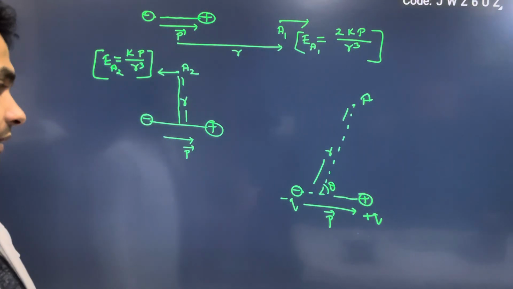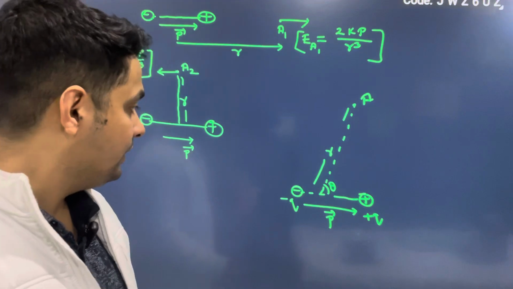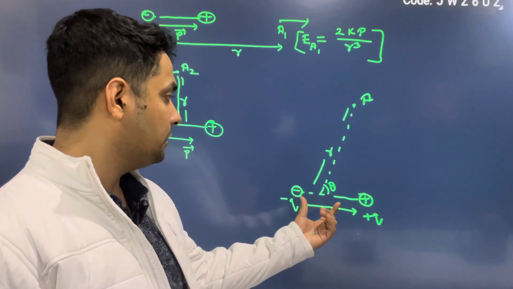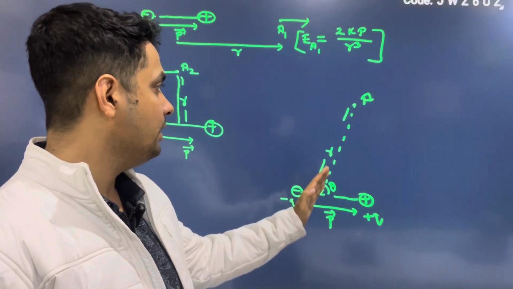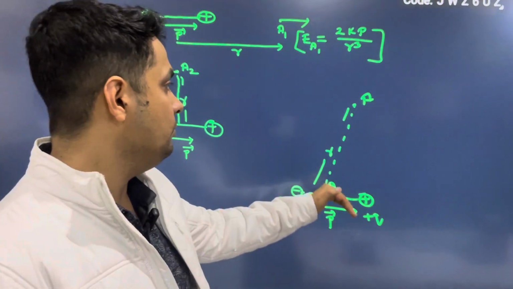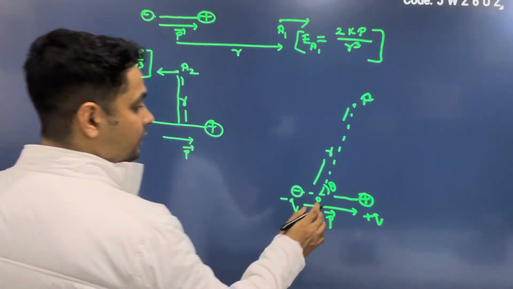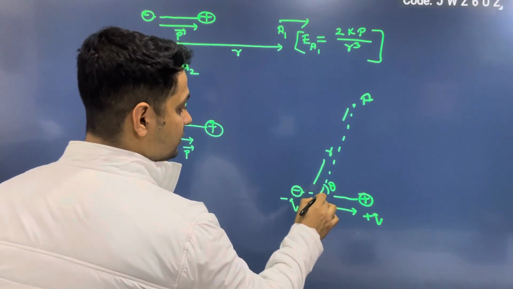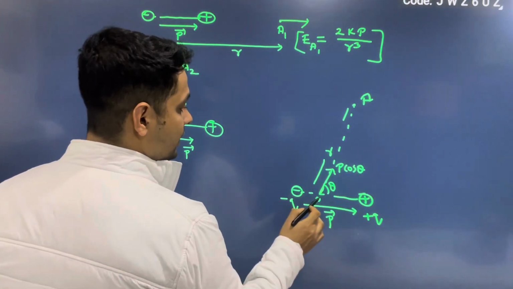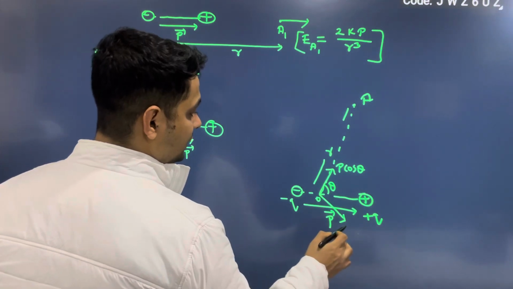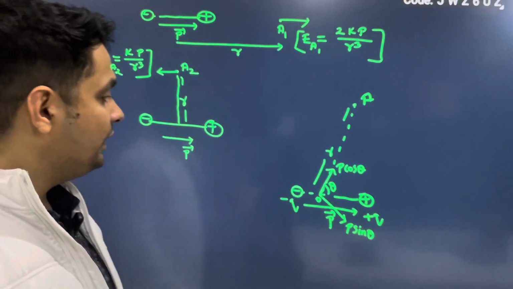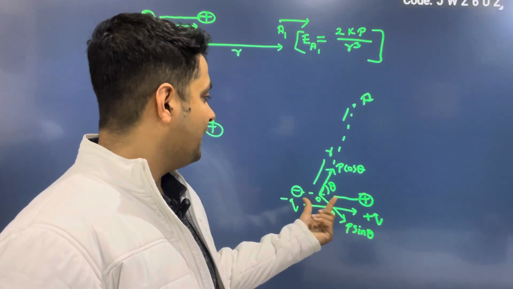So what will I do? Here the dipole moment is a vector quantity, so I will take its rectangular components. One rectangular component will be along the direction OA, let this be O, and one perpendicular to OA. If the dipole makes angle theta here, one component will be P cos theta, and the other, perpendicular to it, will be P sin theta.